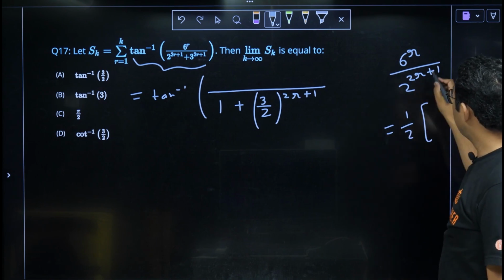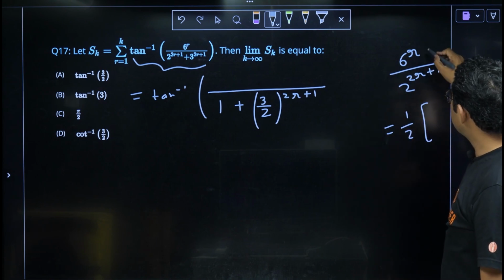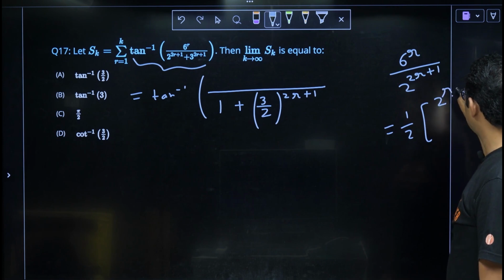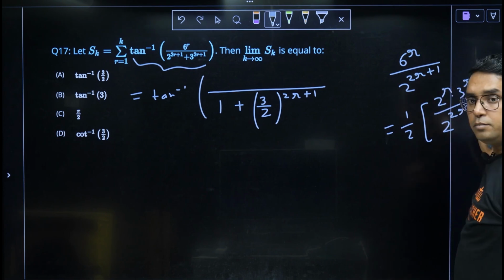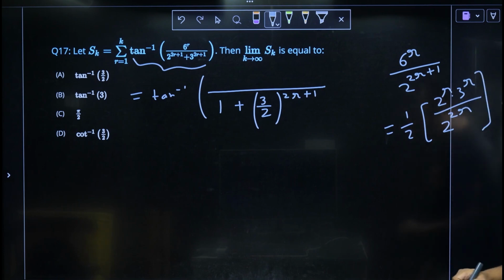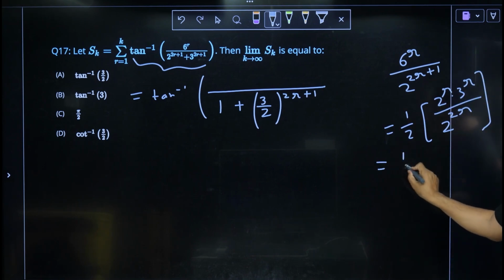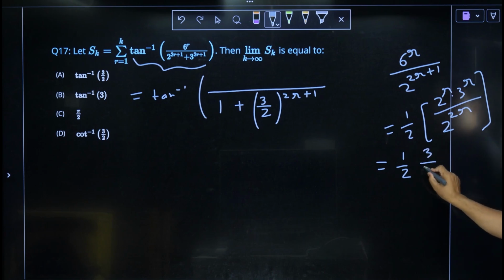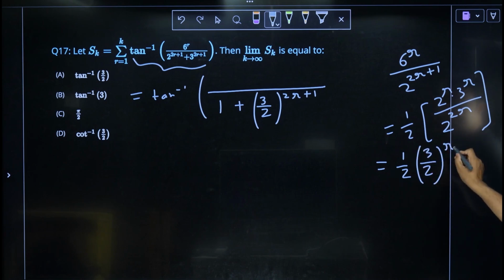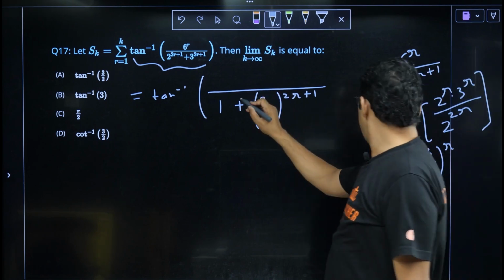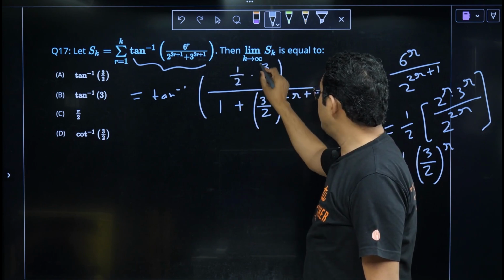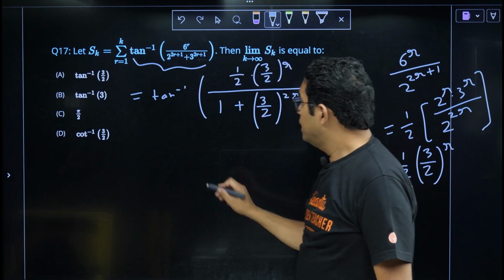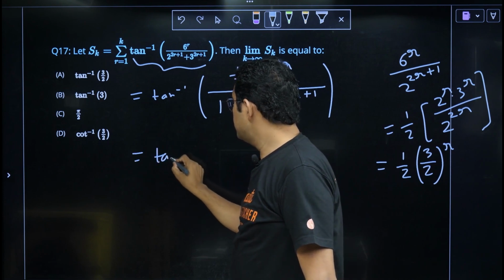So that 1 is gone. The power is now 2r only here. Now 6 power r is 2 power r into 3 power r upon 2 power 2r here. Now 2 power r will cancel one of the powers here. So it will be 1 upon 2 into 3 upon 2 whole raised to the power r only. Now this will be equal to tan inverse.